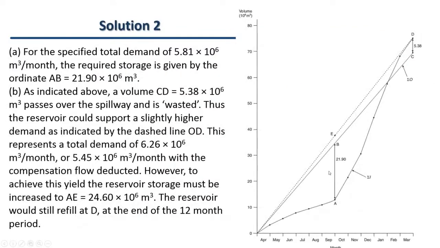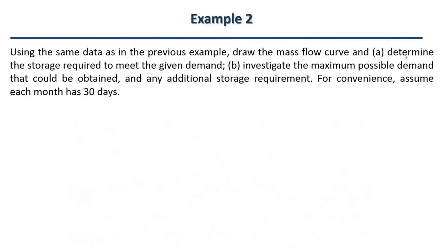Here, can you see 21.9? Once it's plotted, you get 21.90 and 5.38. This is the capacity that you need to fulfill the demand, and this is the spillway overflow from the reservoir. Okay, so let's get back to the example. That's section A.